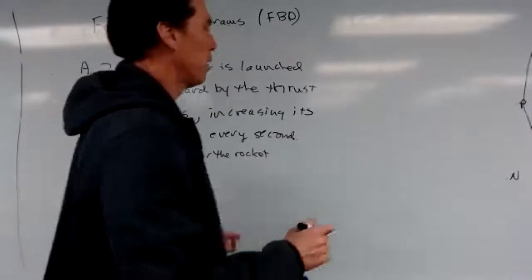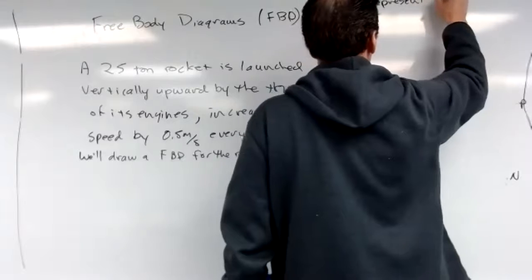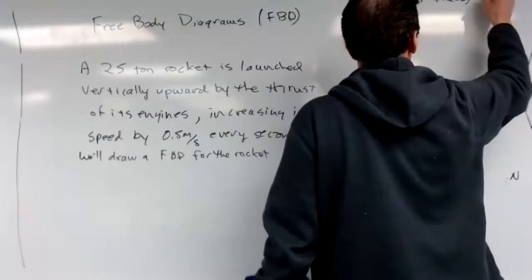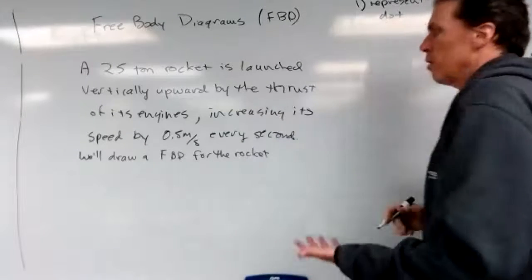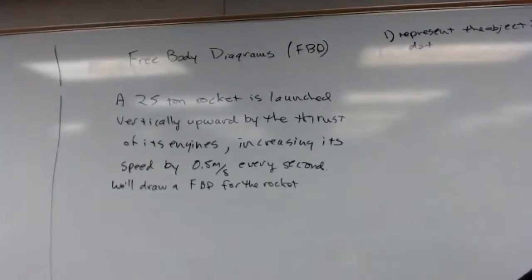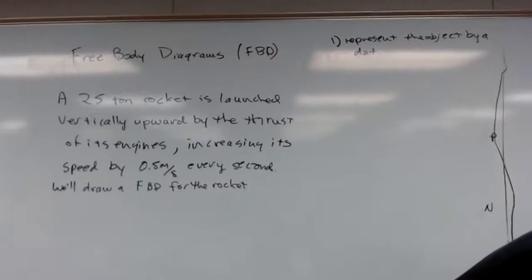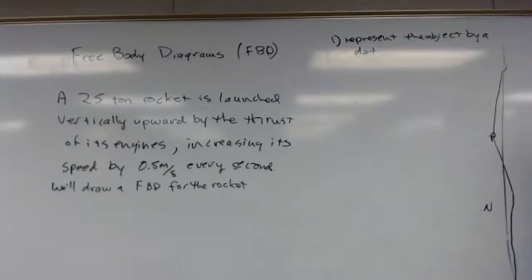So here's the idea for a free body diagram. In this problem, it's pretty easy to tell what object we're talking about, right? Ooh, did I come off the screen? Really? How about that? Just a little bit. Actually, that's probably fine. So the first thing you do when you're drawing a free body diagram is you represent the object by a dot.